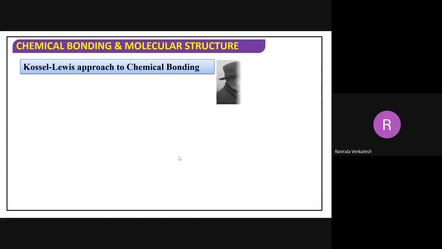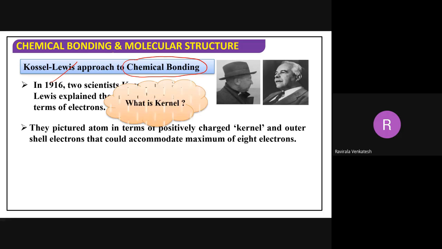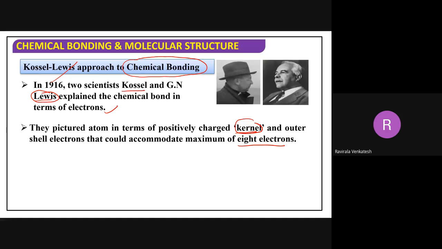Okay, let us see the first approach for explaining chemical bonding, called the Kossel-Lewis approach. First of all, we should know what a kernel is. Two scientists, Kossel and Lewis, explained the chemical bond, and Lewis got the Nobel Prize for this. They pictured the atom as an internal positively charged part, called the kernel, and the outer shell electrons, which can accommodate a maximum of 8 electrons. Now, what is the meaning of this kernel?